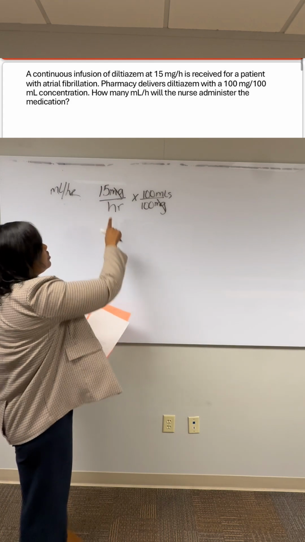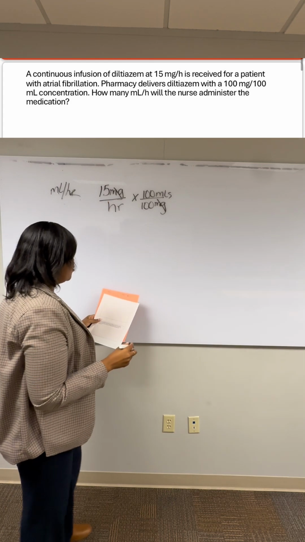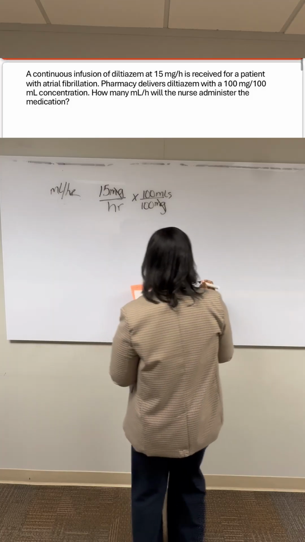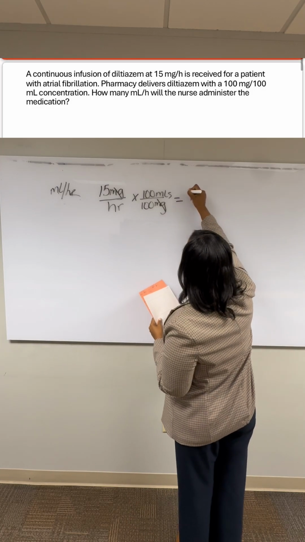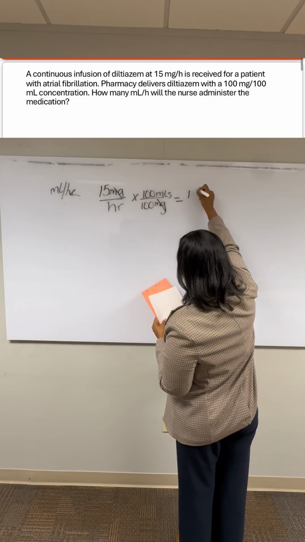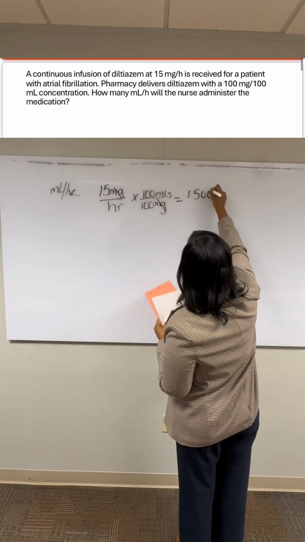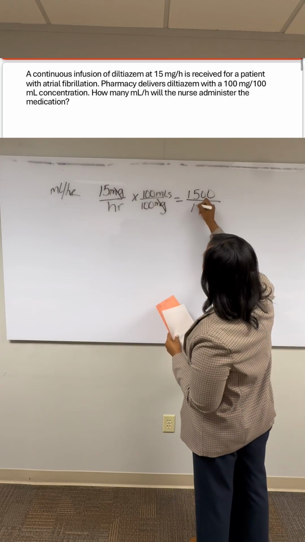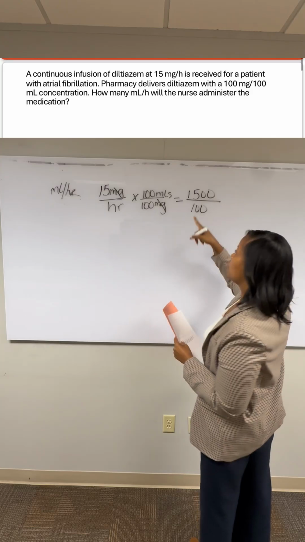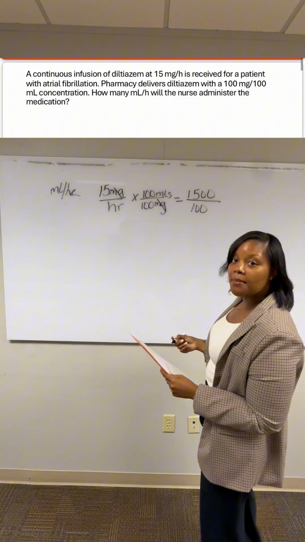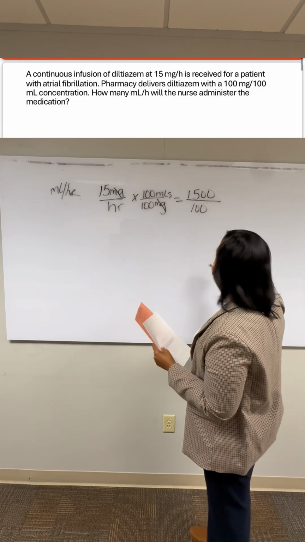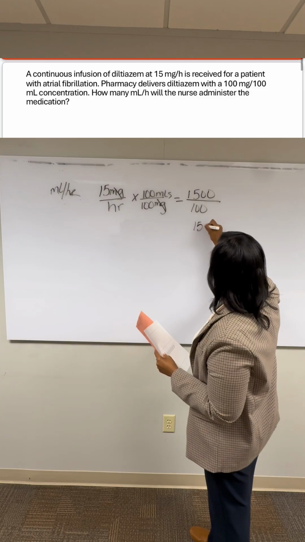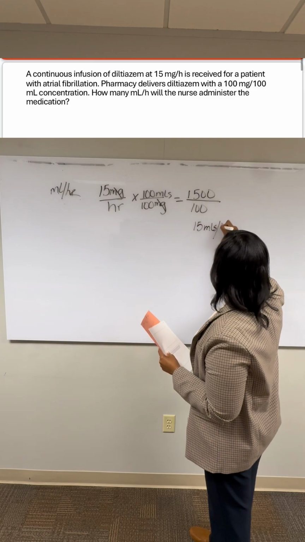So all we have to do is 15 times 100, which would give us 1,500. And then straight across the bottom, 1 times 100, which would give us 100. Then we do 1,500 divided by 100, and that will give us 15 mLs per hour.